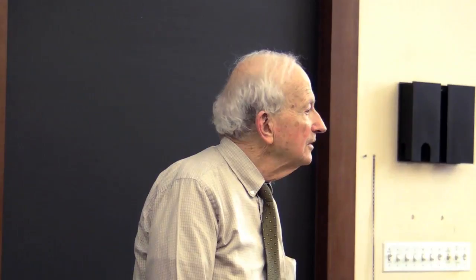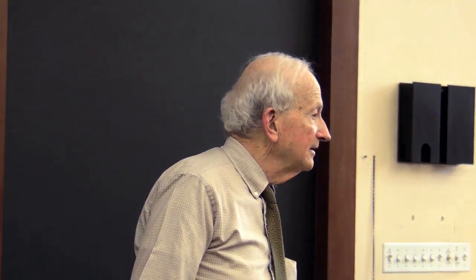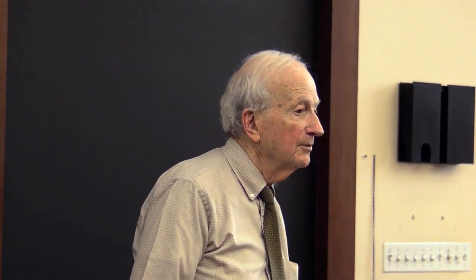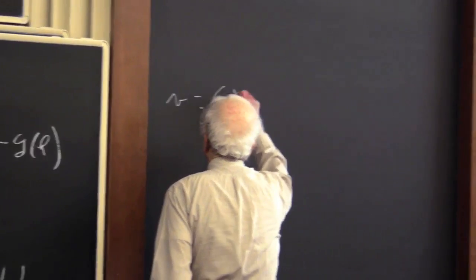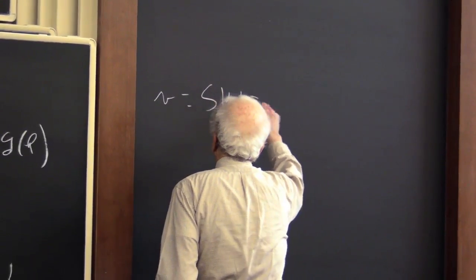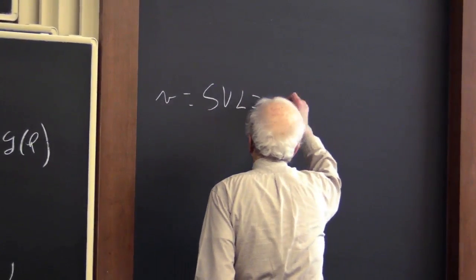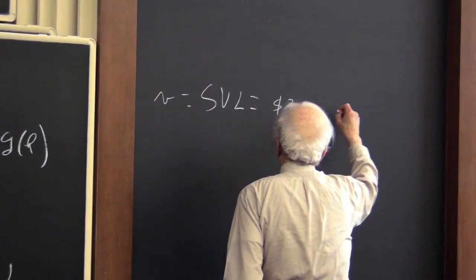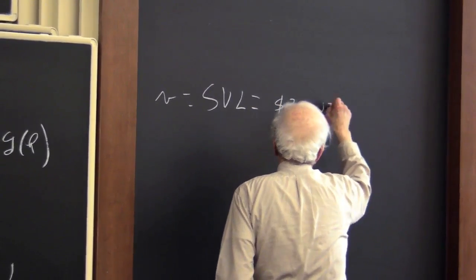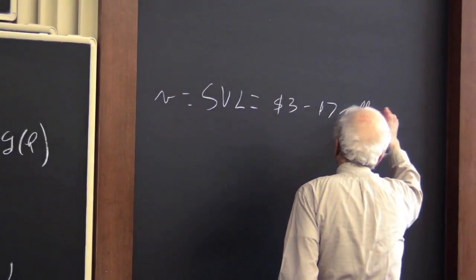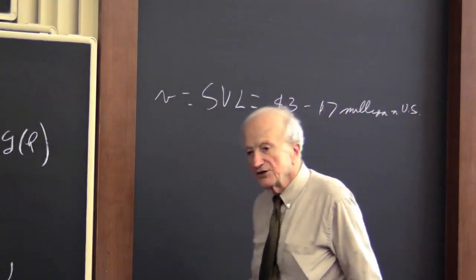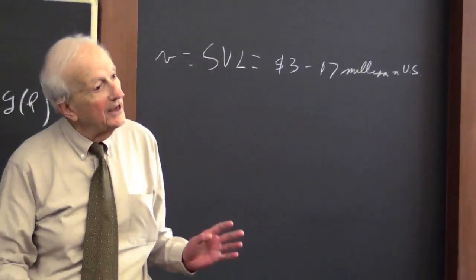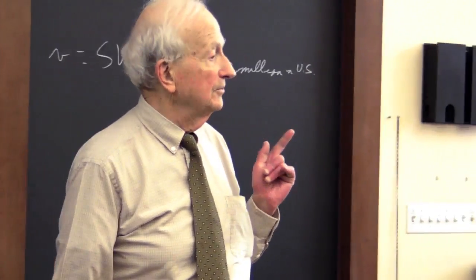So that's what people mean when they talk about the statistical value of life. The notation I'm going to use is V equals SVL, and that's, let's say, anywhere from 3 to 7 million in the U.S. And not for everybody in the U.S., for the typical person in the U.S. So there are a lot of qualifications you have to make. There's not a single number.